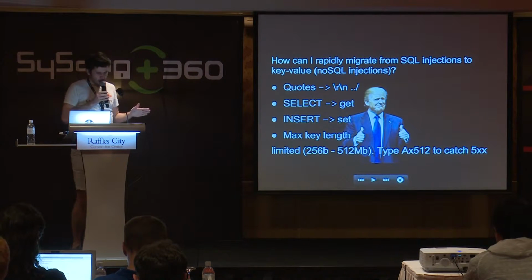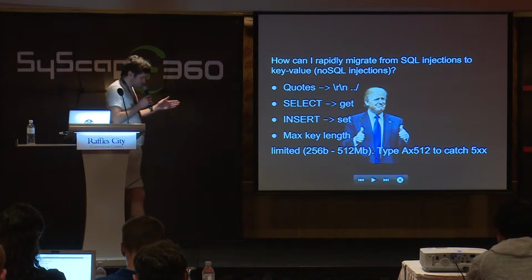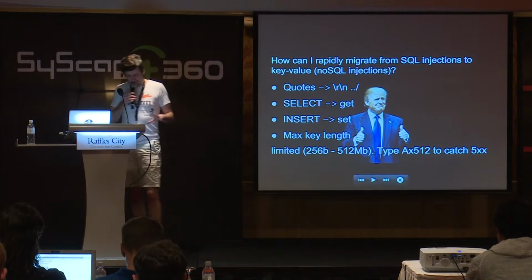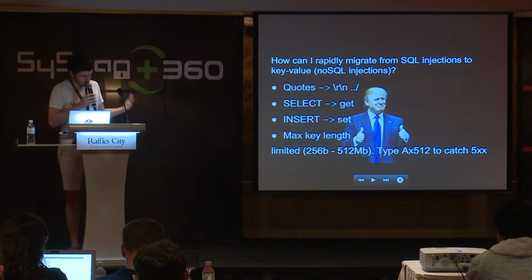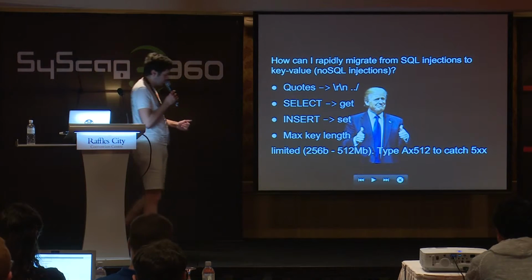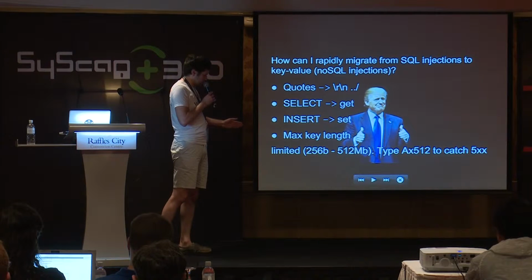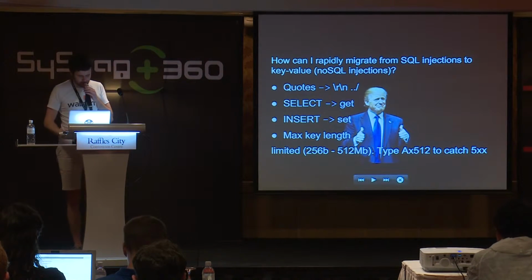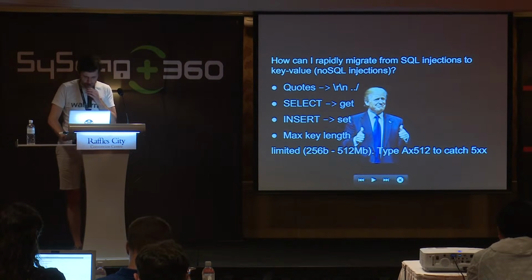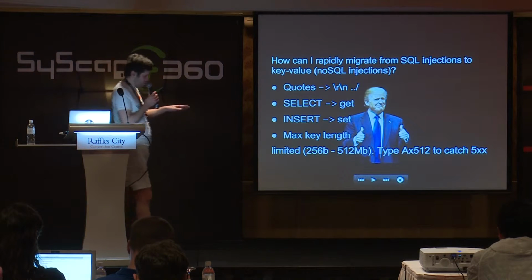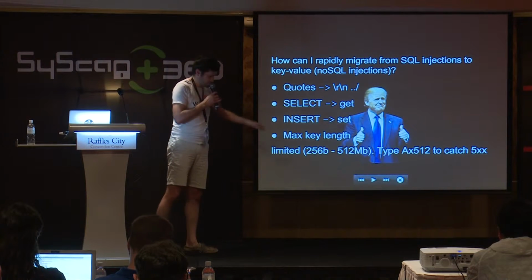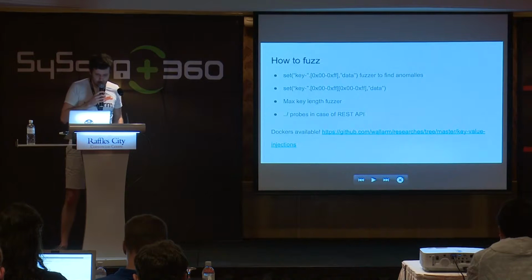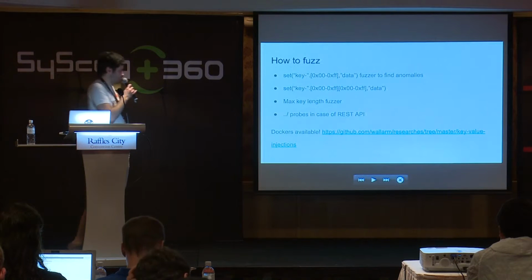you can also use the trick with invalid keys to exceed the limit of the key length, right? But sometimes this limit can be huge, for example, half a gigabyte. So no trick anymore. How to fuzz it?